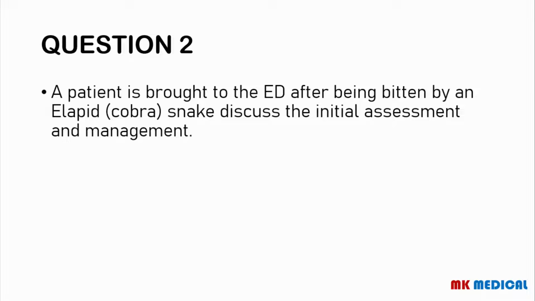You're going to be ordering for a full blood count, a cross match, a coagulation profile, urea creatinine, electrolytes, liver function tests, and if possible, you could also order for arterial blood gases. Then you want to clean and incise the site where the snake bit this individual, but of course first confirm the site where this person was bitten.